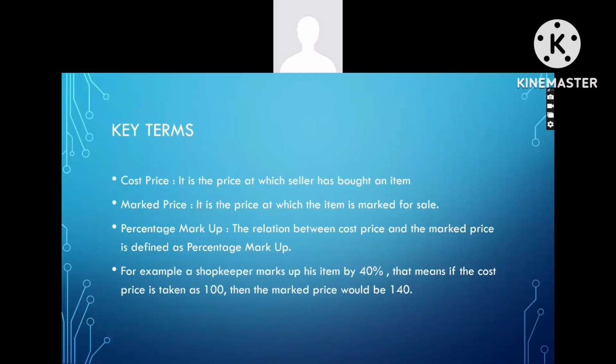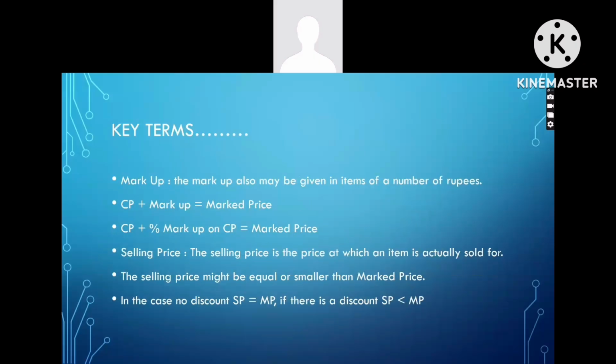Then comes percentage markup. The relation between cost price and market price is defined as percentage markup. For example, a shopkeeper marks up his item by 40%. That means if the cost price is taken as 100, then the market price would be 140. Next, markup. The markup may also be given in terms of a number of rupees. Cost price plus markup equals market price. Cost price plus percentage markup on CP equals market price.